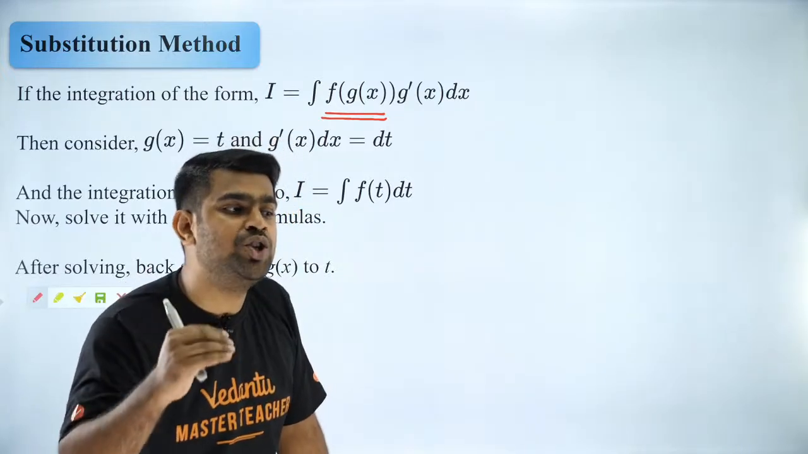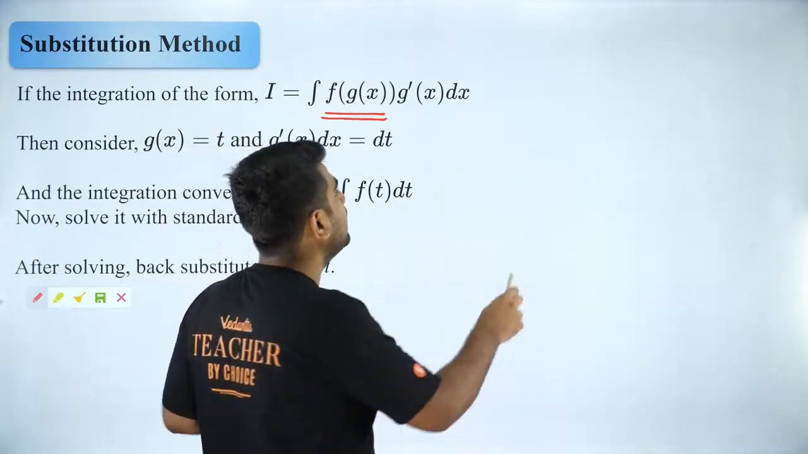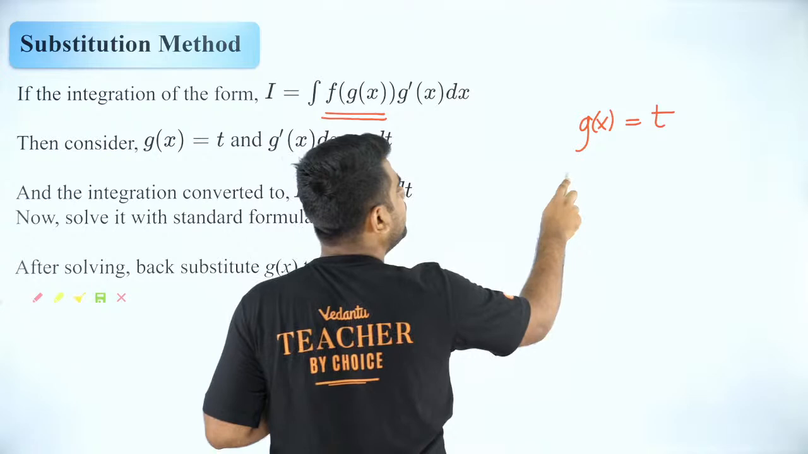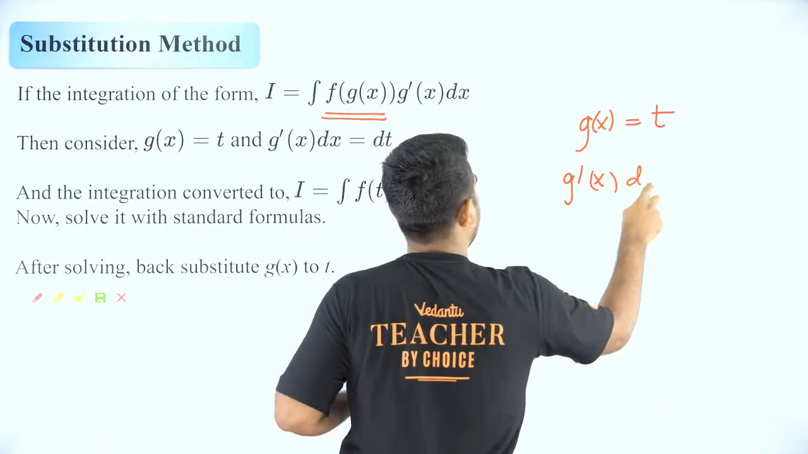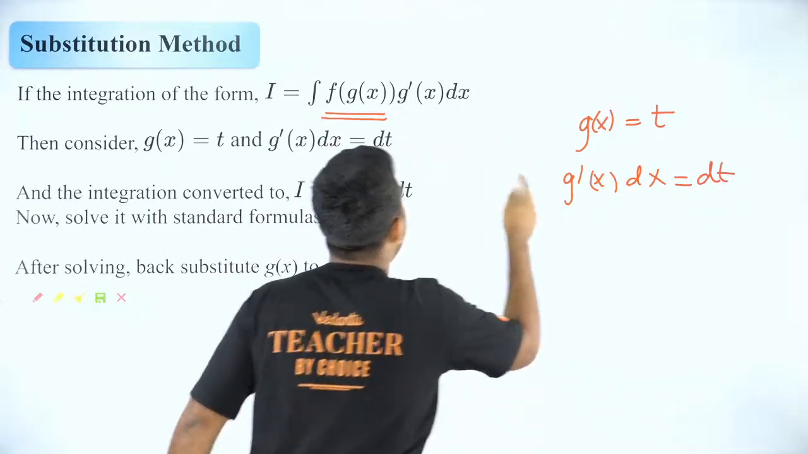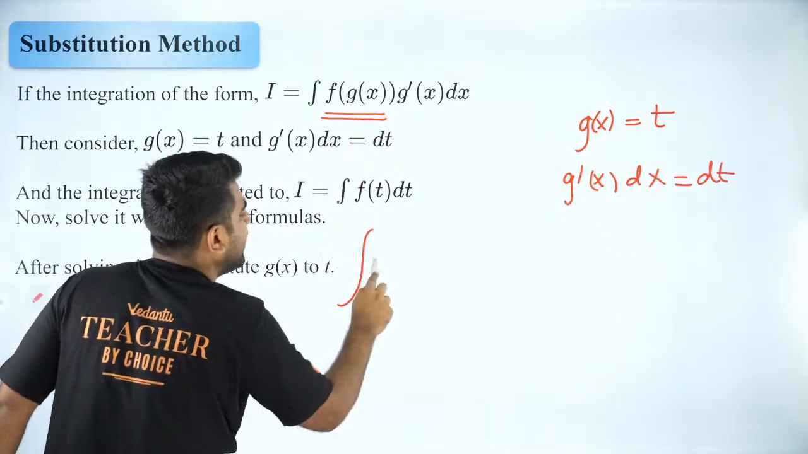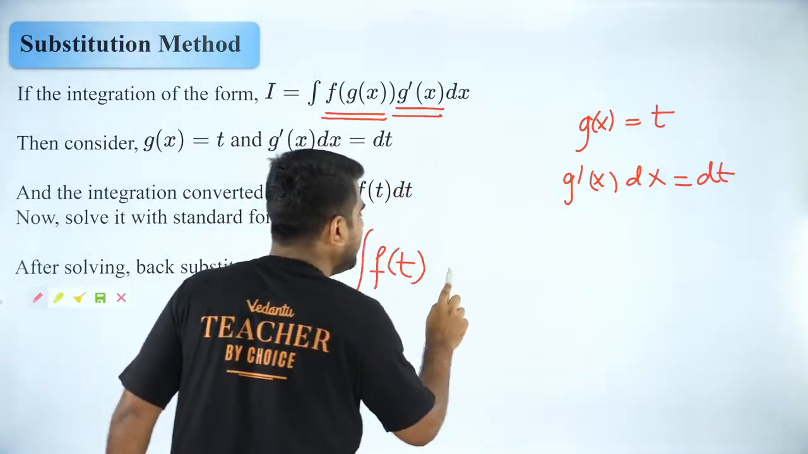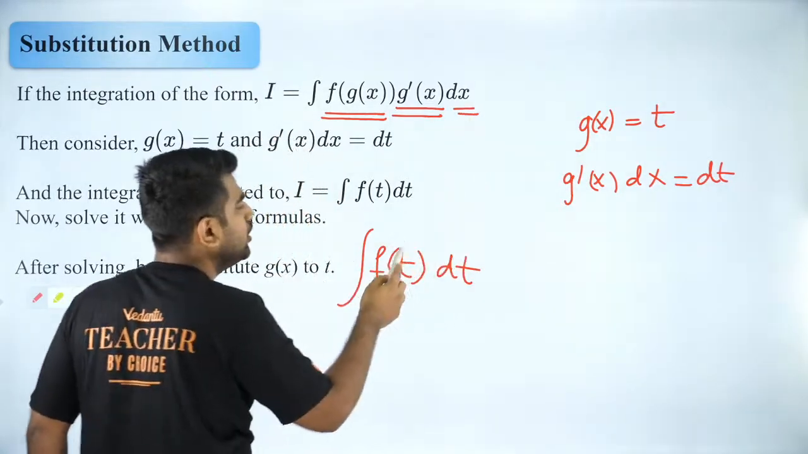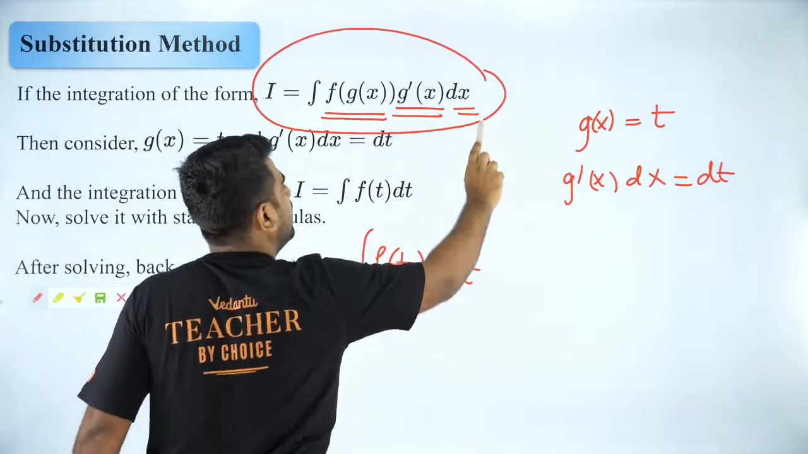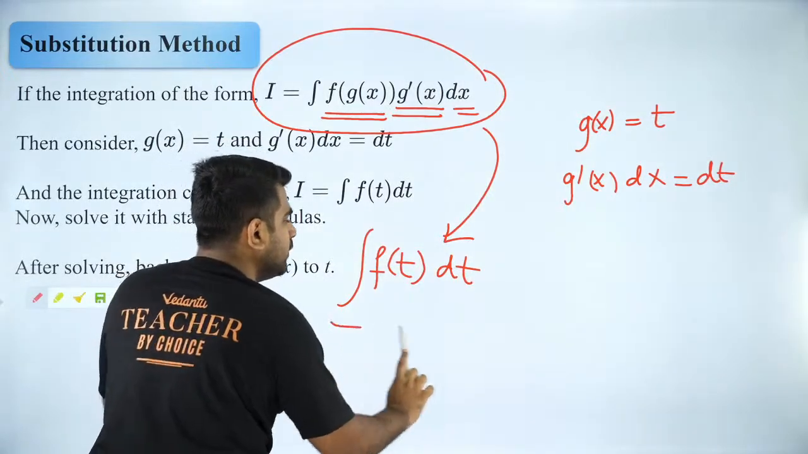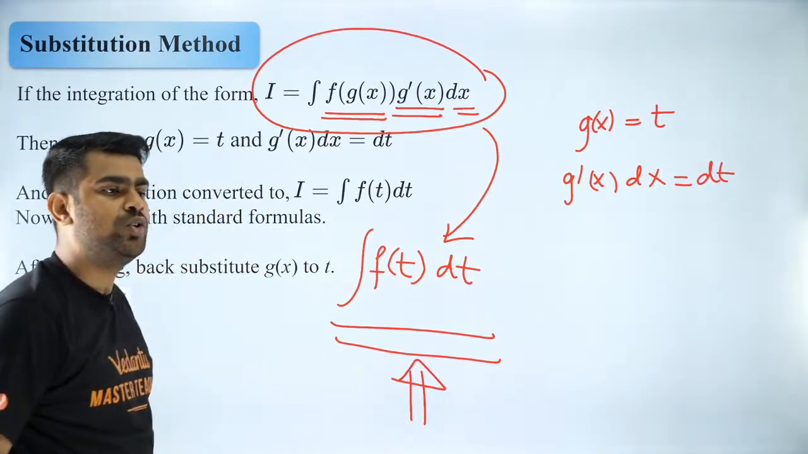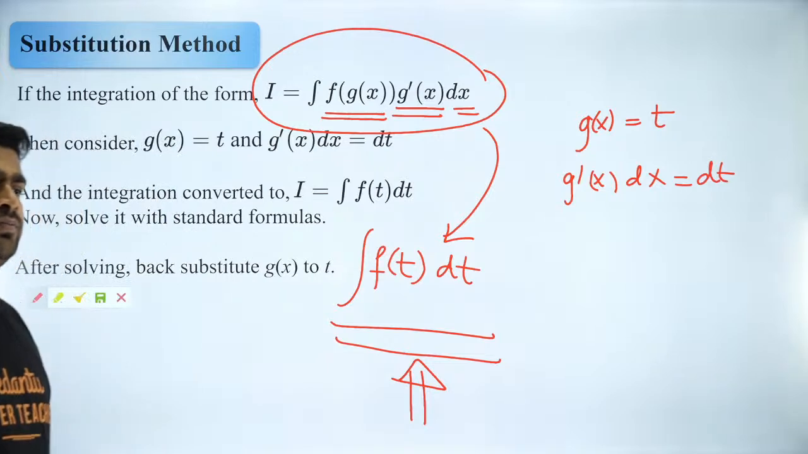That is where your substitution method comes into picture. Because if I take my g of x as t, what is my derivative? g dash of x dx, that is my dt. So I can put t in place of g of x, and in place of g dash of x dx, I can put dt. Are you guys able to get that? So now such a big integral is reduced into a clean, very simple integral which can be calculated in a very easy manner. Did you guys understand?